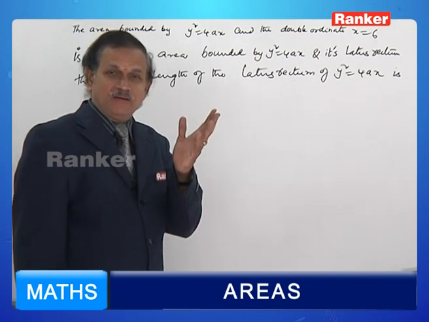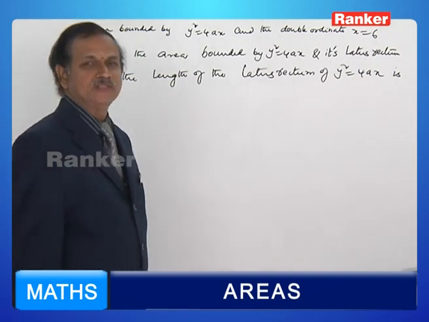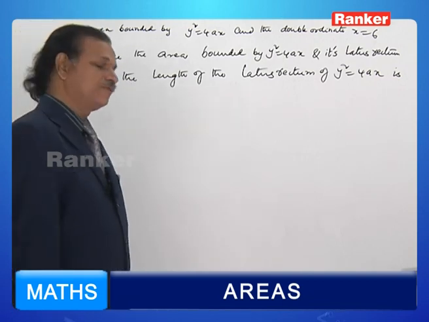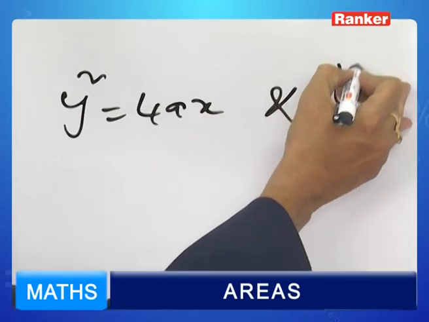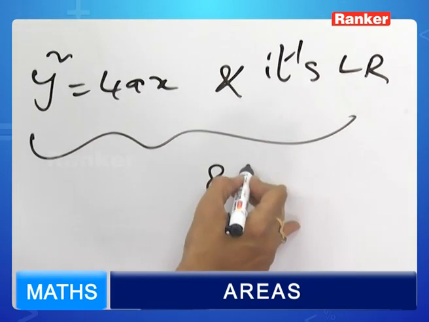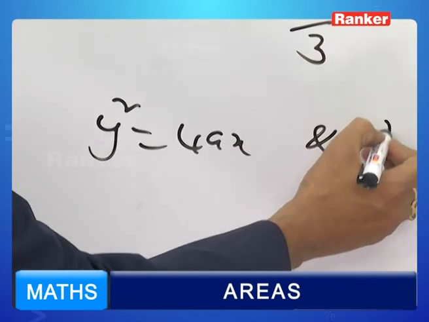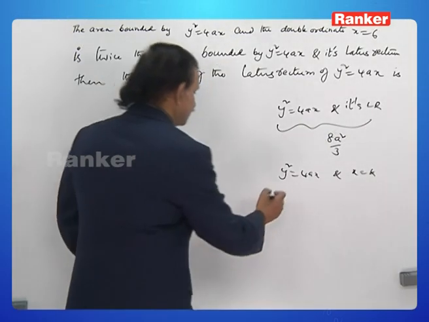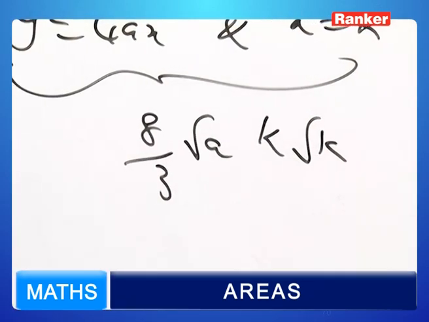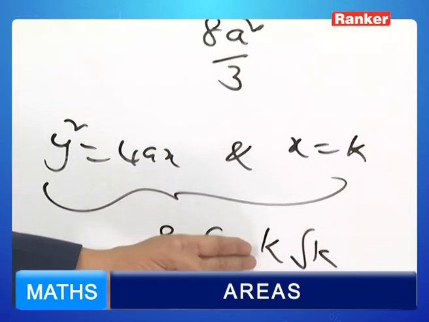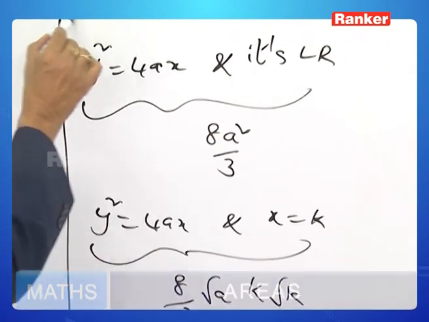As in this problem, already solved problems which were famous results are to be used. Let us now recall two important results which we could already discuss. One is y square is equal to 4ax and its latus rectum, what is the area? 8a square by 3. Another, y square is equal to 4ax and the double ordinate x is equal to k. What is the area? 8 by 3 into root a into k root k, isn't it? It's very simple. If you replace k by a, root a into a root a is 8a square by 3, the same old answer is there. These two are very, very famous and useful results.